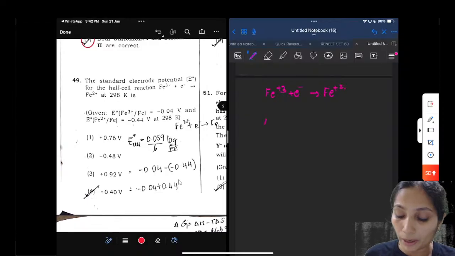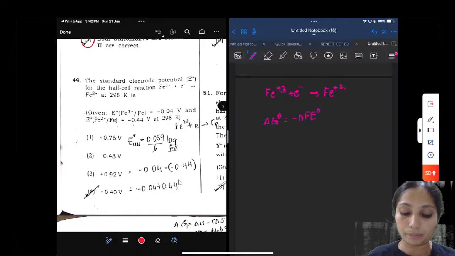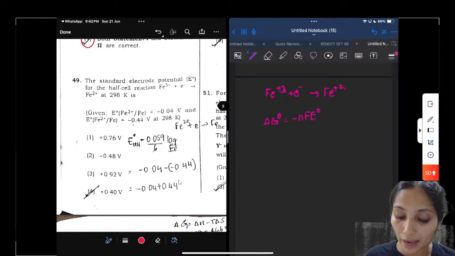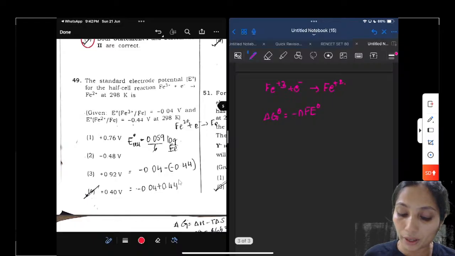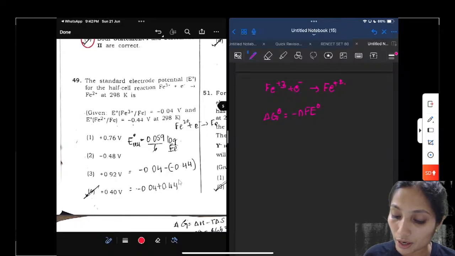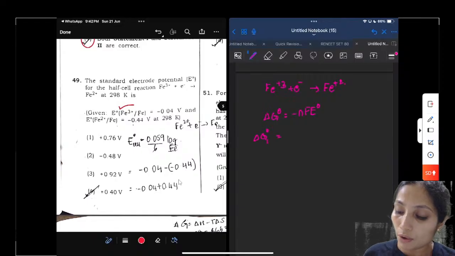First, we know the formula delta G naught is equal to minus nFE naught. So this is the formula we have. Delta G naught is equal to minus nFE naught, and from the data given in the question, for the first one I'll consider delta G1 naught. We have how many electrons transferred? Total 3 electrons transferred. Minus 3 into F, where F is Faraday, considered as it is.